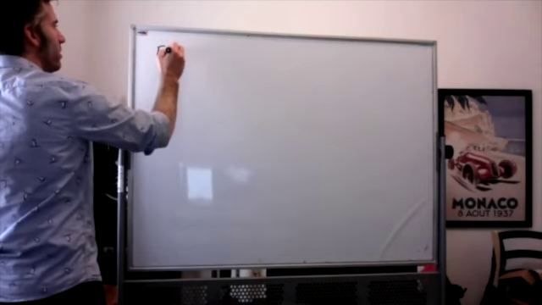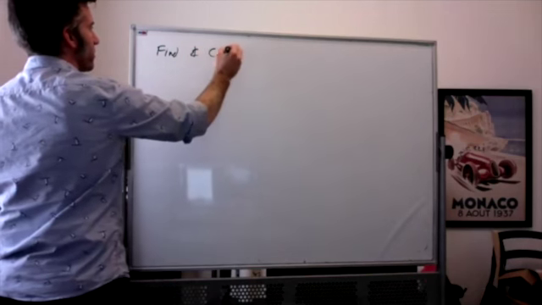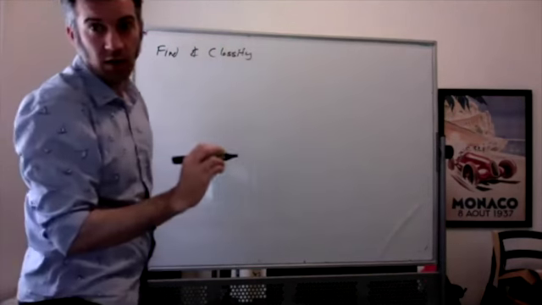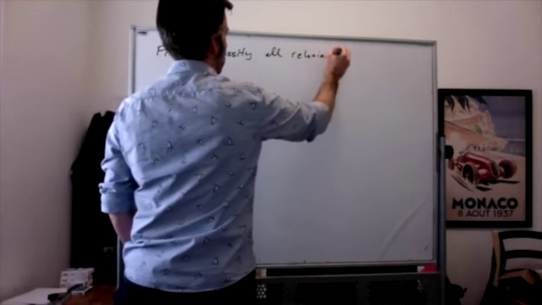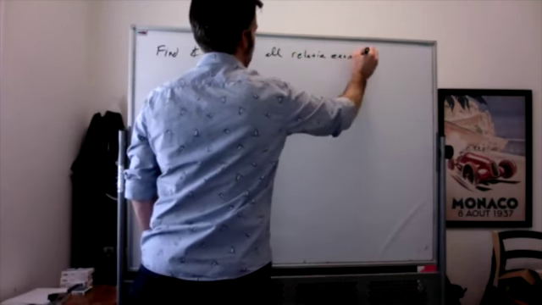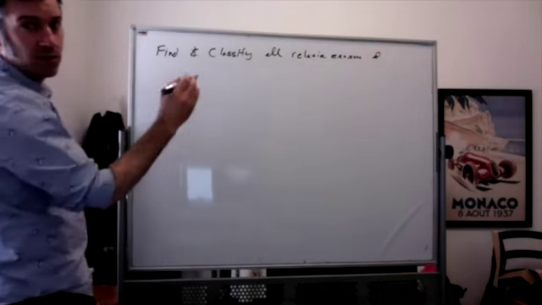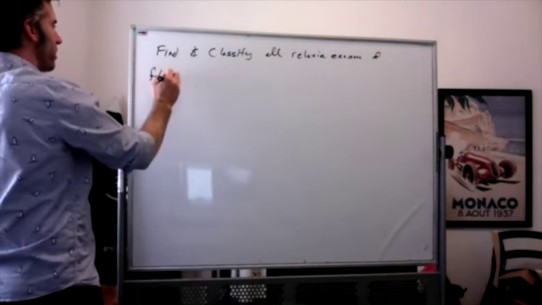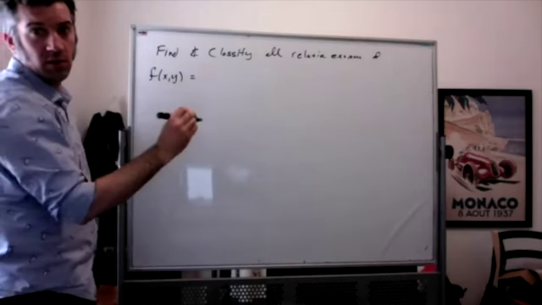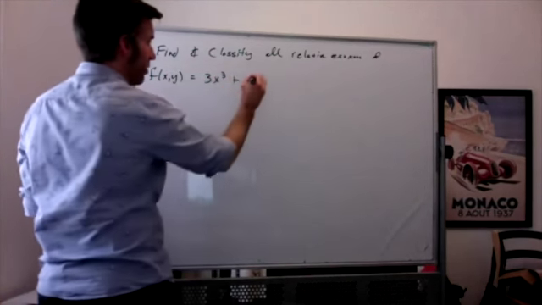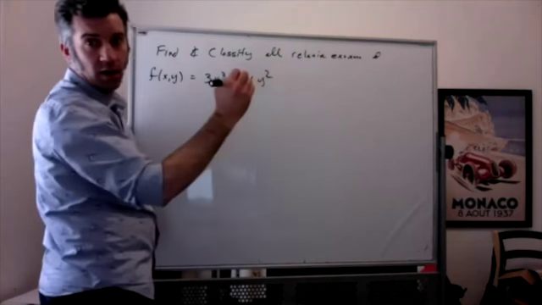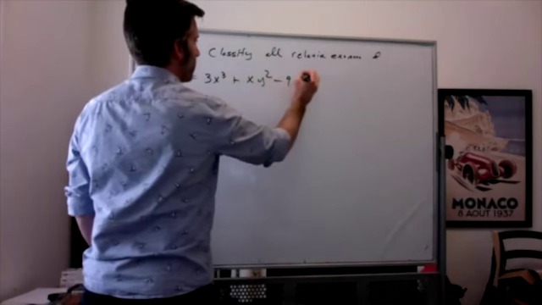Let's find and classify all extrema, all relative extrema of the function of two variables, f of x, y equal to 3x cubed plus xy squared minus 9x squared minus x squared.